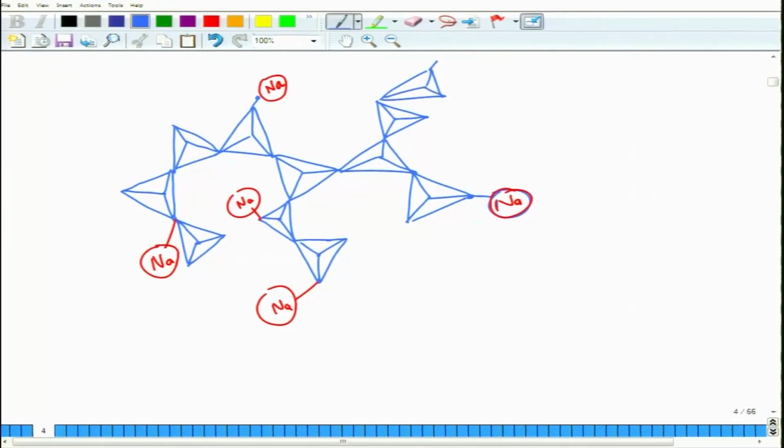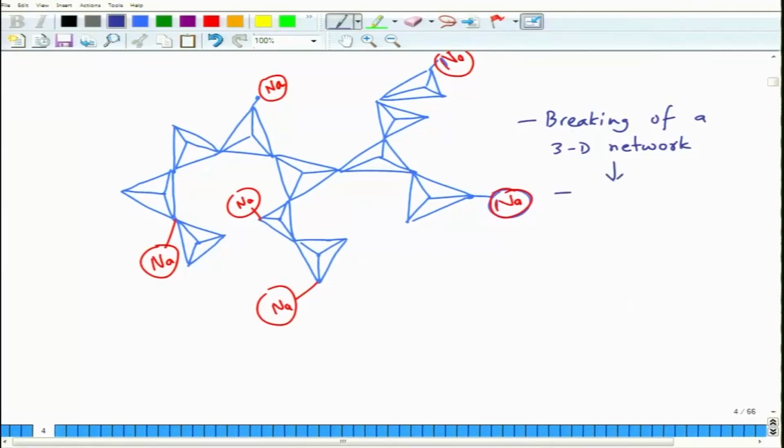You can have one sodium here, let's say, and so on and so forth. So you can have a sort of breaking of tetrahedral bonds. As a result, you don't necessarily have to have four-fold coordination with 4 tetrahedras. So what does it result in? It results in breaking of a 3D network.